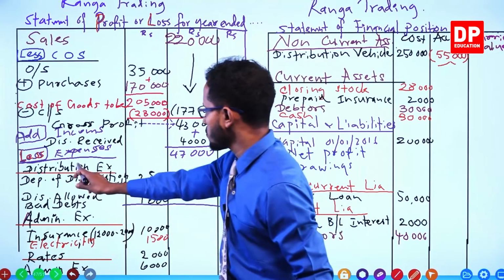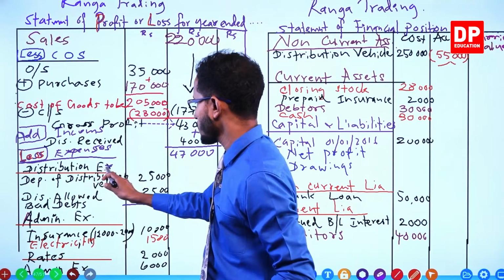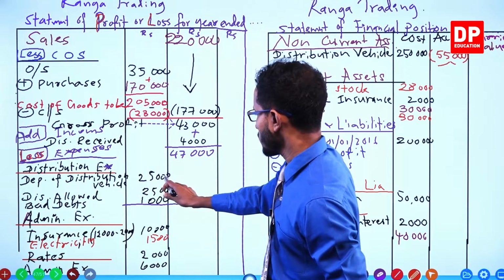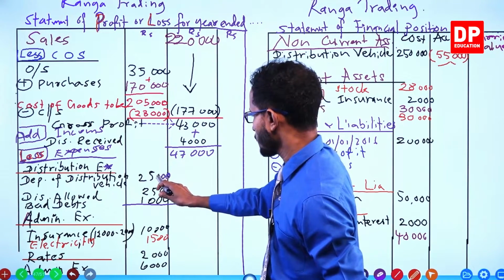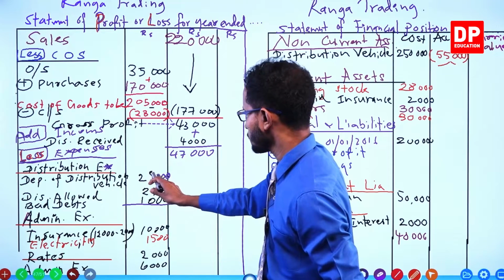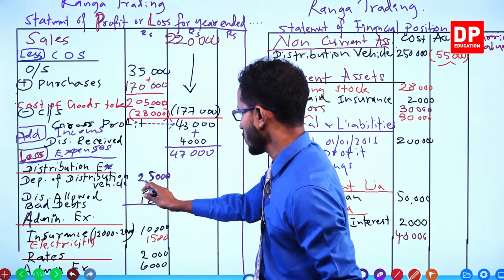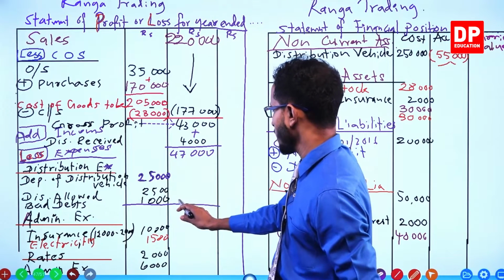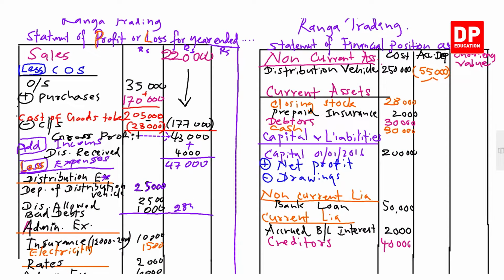Let's take the total distribution expenses total. 25,000, plus 2,500, 27,500, plus 1,000, 28,500.